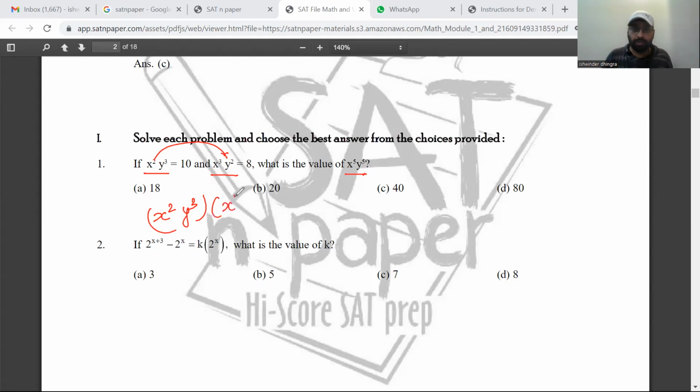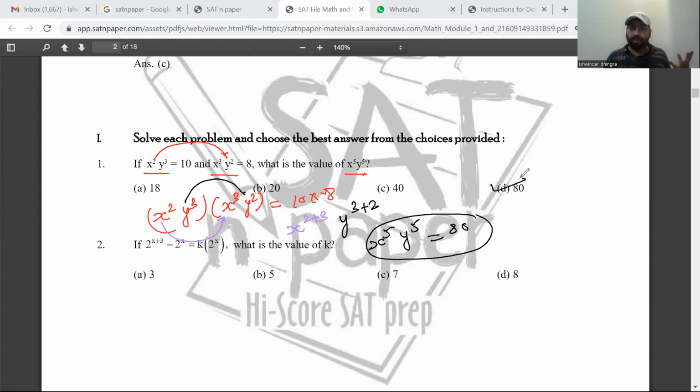If we multiply these two, let's see what happens. We'll get 10 into 8. If you apply the basic laws of exponents, when the bases are the same, we can add the powers. So this will be x raised to power 2 plus 3, and we have the same y, so y raised to power 3 plus 2. This comes out to be x raised to power 5, y raised to power 5. The answer will be 80. So that's it. Now let's practice one more question over here.